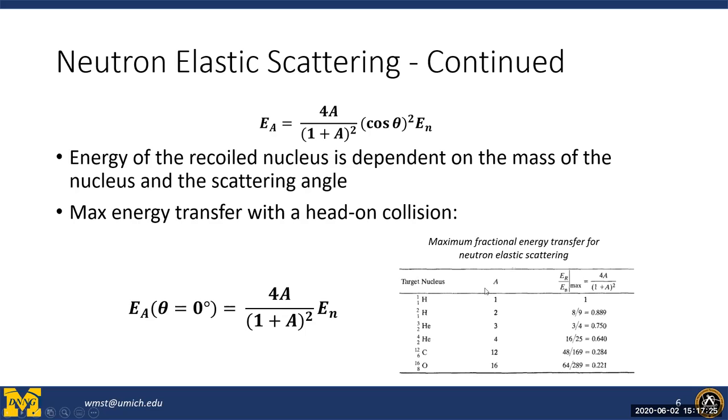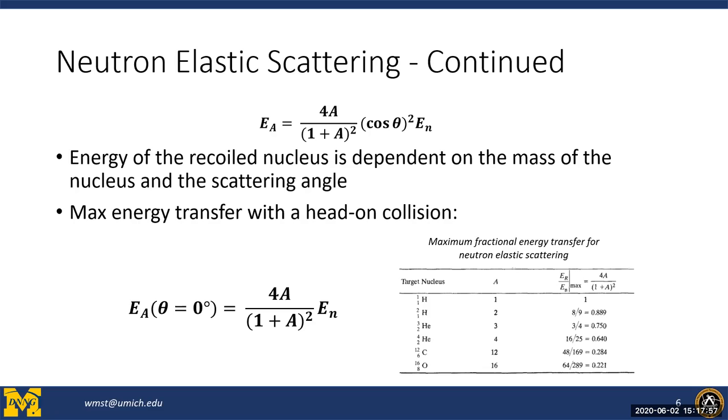And you can see this is very nice for hydrogen or protons in this case, where they have the same mass. So this simplifies that the energy of a neutron can transfer all of its energy to the recoiled nucleus, in this case, the recoiled proton or hydrogen atom. And this is the exact billiard ball representation where you have that direct head-on scattering.